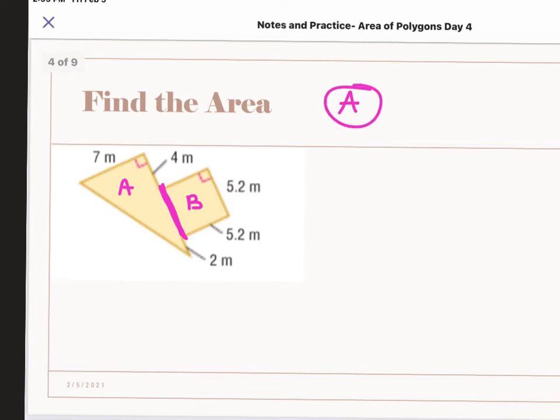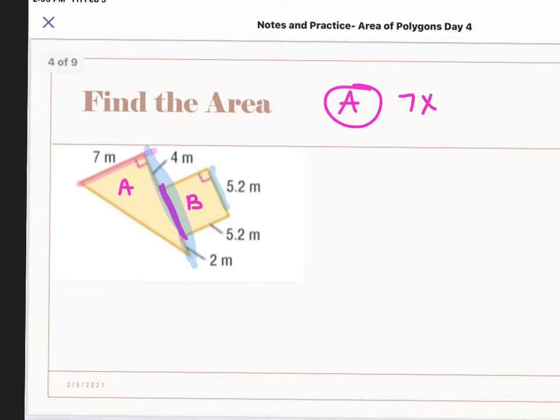Remember, when we've got a right angle, we're going to focus in on that to find our base and our height. So we've got 7, we could say that's the base. So we're going to do 7 times, and now we need to figure out the height here. This is where it gets a little tricky. We know that from here to here is 4. And then because of this 5.2, we know from here to here is 5.2. And then this last little section here is 2. So 4 plus 5.2 plus 2 is going to be the height of that triangle.